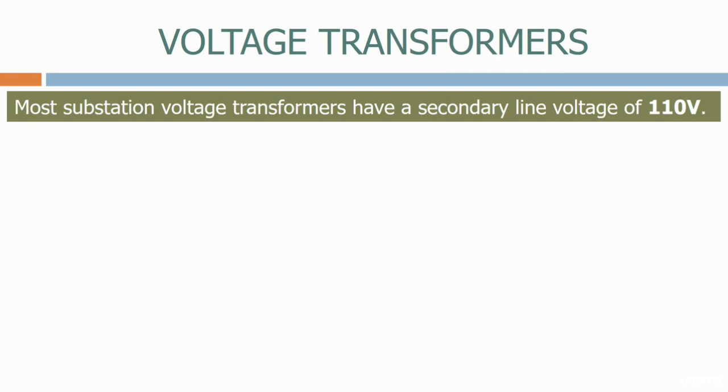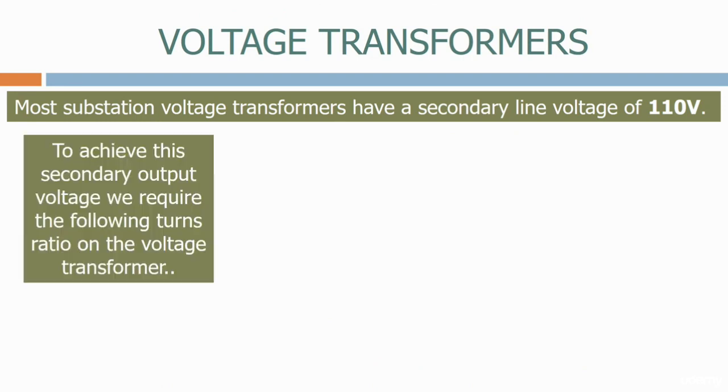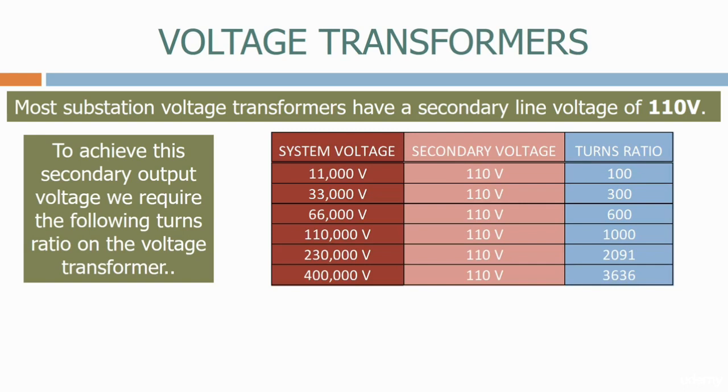Most substation voltage transformers have a secondary line voltage of 110 volts. To achieve this secondary output voltage, we require the following turns ratio on the voltage transformer. For a system voltage of 11,000 volts, we require a turns ratio of 100. For 400,000 volts, we need a turns ratio of 3,636.